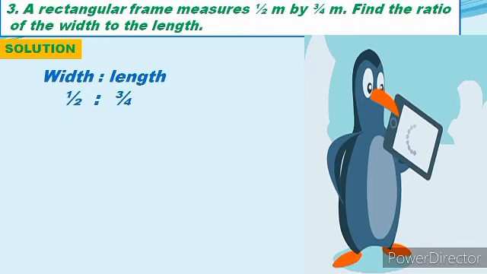Now this is not a ratio because we have fractions. We have to convert these fractions to whole numbers. Now to do this, when you have fractions and you want to convert them to whole numbers in form of ratio, what you do is to find the denominators of these fractions. The denominators are 2 and 4. Then you look for the lowest common multiple of these denominators. So the LCM of 2 and 4 is 4.